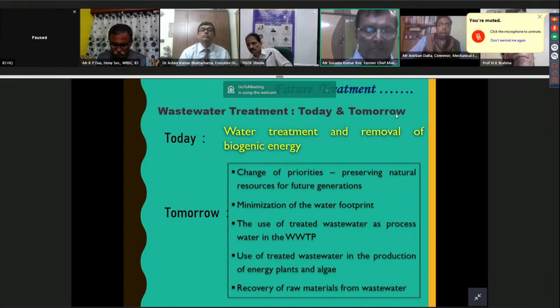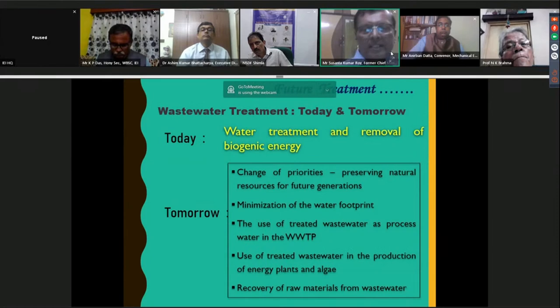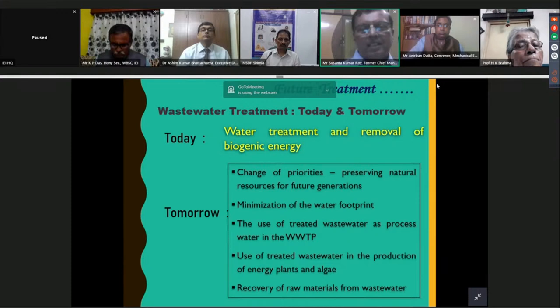Then the use of treated wastewater as process water in the wastewater treatment plant. We can also think of the use of treated wastewater in the production of energy and in energy plants and algae. That will save the environment. And recovery of raw material from wastewater. These are the thoughts for the future. We should think in this direction as well.